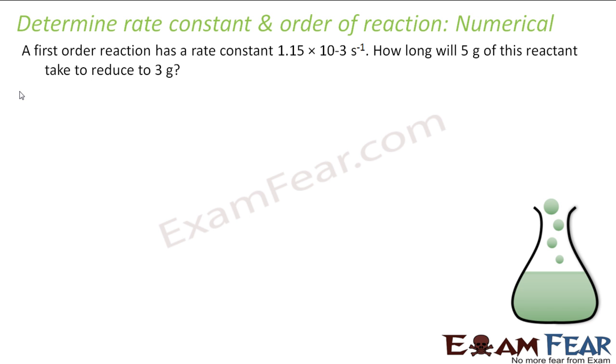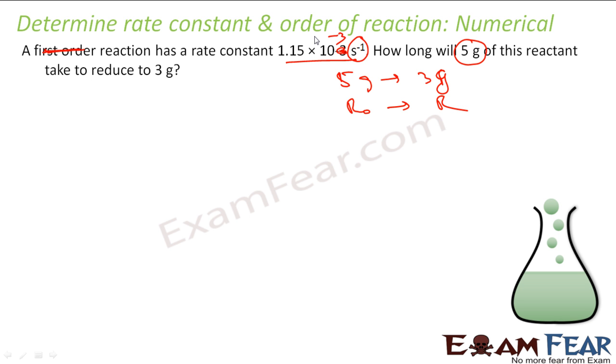Let's take some numericals now. A very simple question. A first order reaction has a rate constant of 1.5 × 10^-3 per second. Even if it is not given, you can make out it is a first order reaction. How long will it take for 5 gram to become 3 gram? So this is my R naught and this is my R.